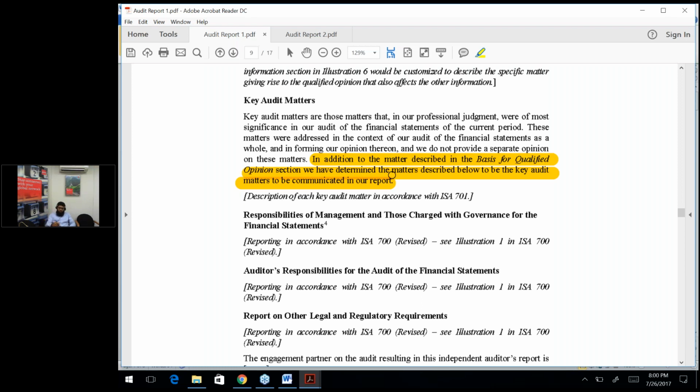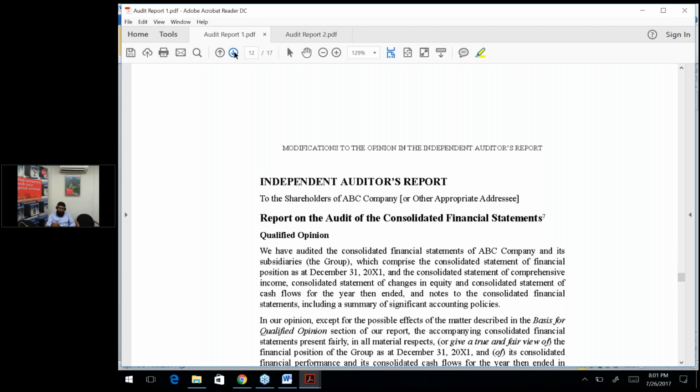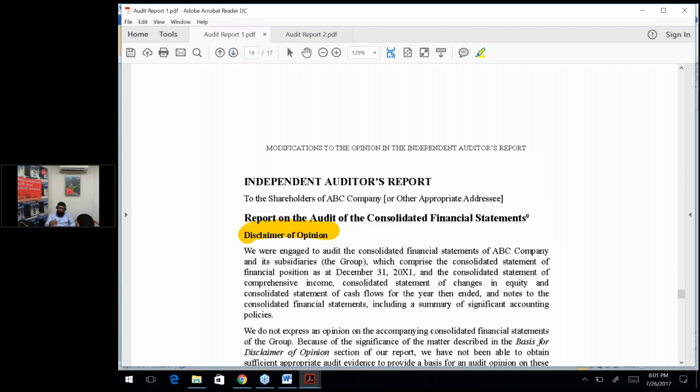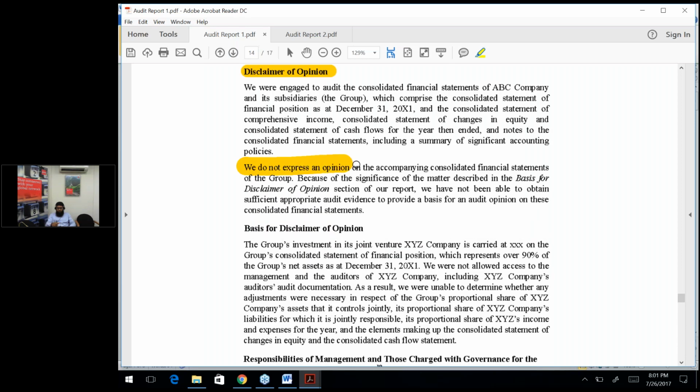So that's what you need to understand. And then you need to understand one more thing, which is the concept of disclaimer of opinion. You see, when we give a disclaimer of opinion, we say we do not express an opinion on the accompanying consolidated financials of the group. And then you give a basis for disclaimer of opinion para.